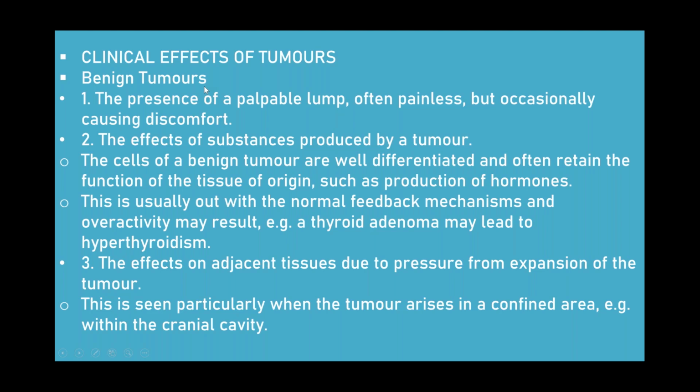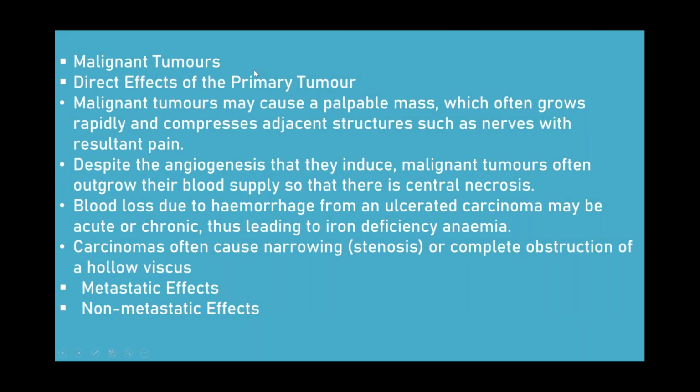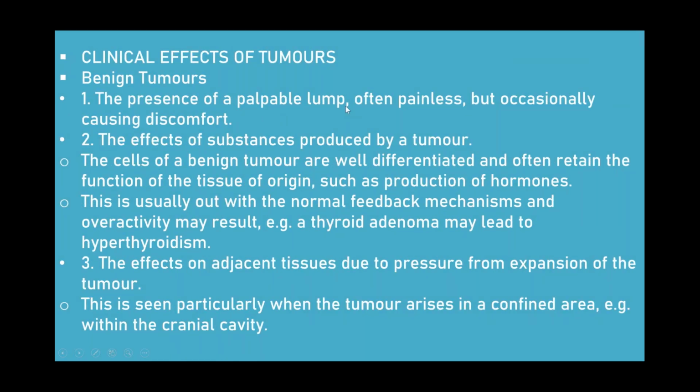What about the clinical features of tumors? You have benign tumors and malignant tumors. In a benign tumor, a palpable lump may be present, often painless but occasionally causing discomfort. Then there are the effects of substances produced by the tumor. The cells of a benign tumor are well differentiated and often retain the function of the tissue of origin, such as production of hormone. This is usually outside the normal feedback mechanism, and overactivity may result. A thyroid adenoma may lead to hyperthyroidism. There is also the effect on adjacent tissues due to pressure from expansion of the tumor. This is seen particularly when the tumor arises in a confined area, for example within the cranial cavity.